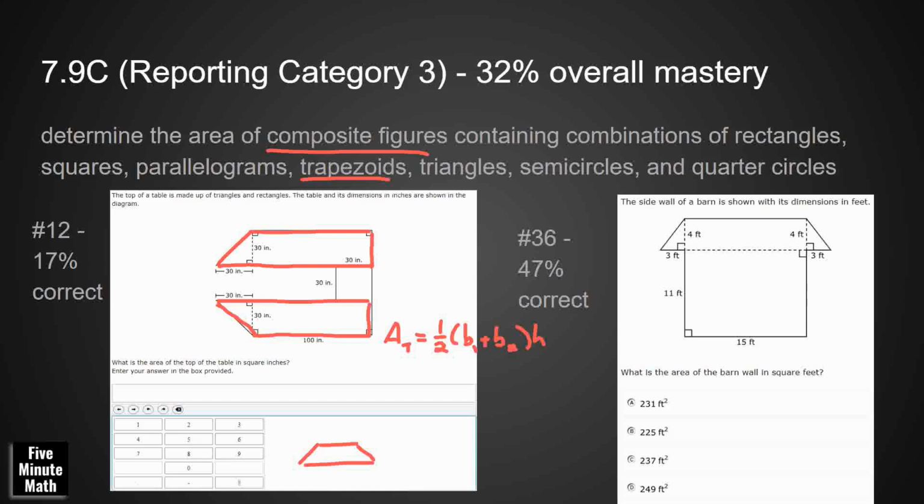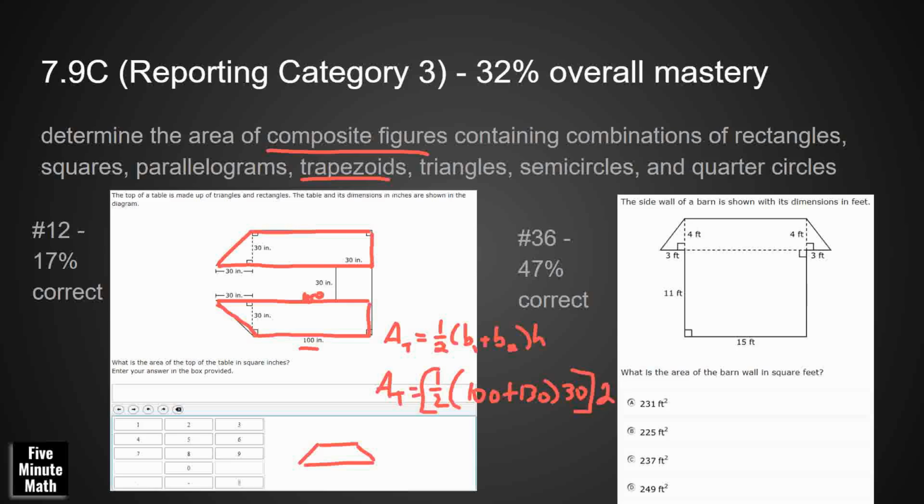So I'm going to double my area formula. What's my one base? 100. That's the short one. What's the long one? Well, the long one is the 100 plus that 30. So let's do 130. And then the height is 30. And then out of this whole thing, I want to double it because there's two of them.